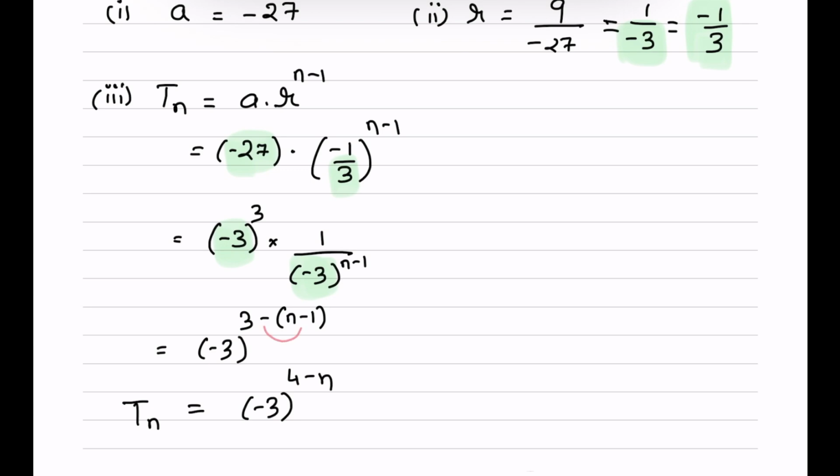When we open the bracket with negative sign, the 1 will become positive. So 3 plus 1 is 4. So the general term is negative 3 to the power 4 minus n.